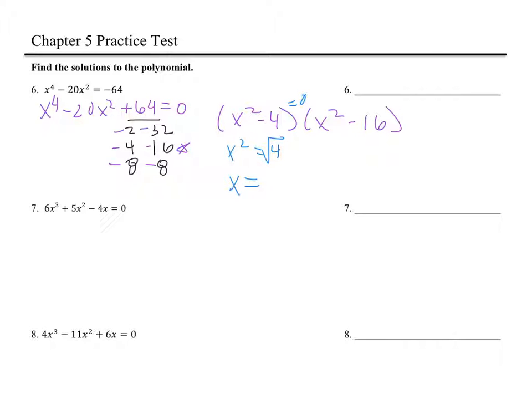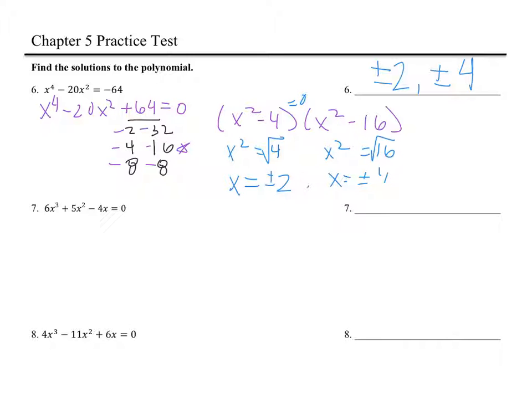The square root of 4 is 2, but you have to remember you have 2 different answers there. And that's the same thing for 16. Once I take that square root, I have 2 different answers there. So the answer is plus or minus 2, plus or minus 4.